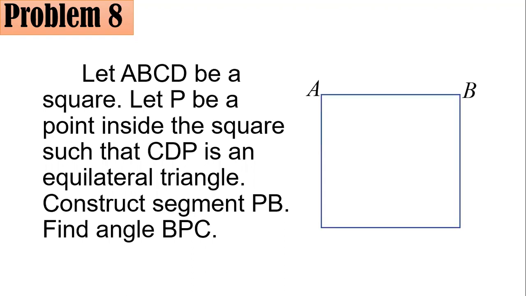Okay, let ABCD be a square. Let P be a point inside the square such that CDP is an equilateral triangle. Construct segment PB. Find angle BPC. So we are going to look for this angle here. What's the measure of this angle? Please do it.